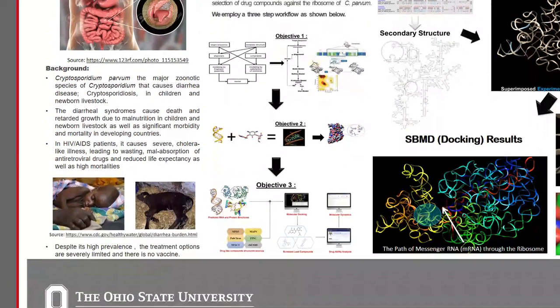immune systems. Cryptosporidium parvum is highly prevalent because it is resistant to virtually all disinfectants, including chlorination, and that makes it very difficult to eliminate from the environment. And despite all that, the treatment options are severely limited, and there is no vaccine available.